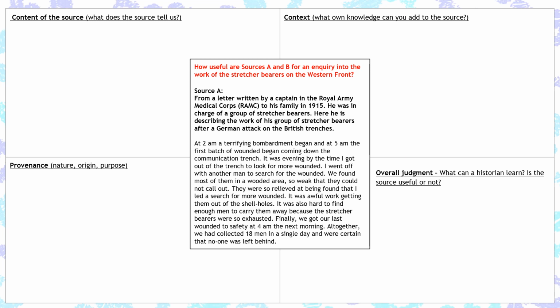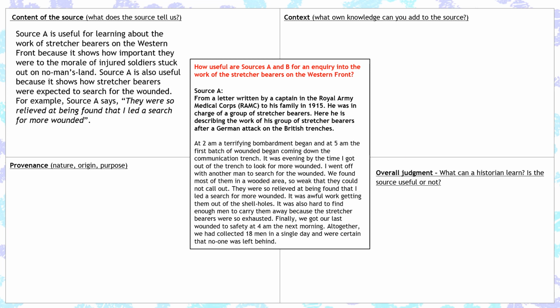Okay, so for the content, this is what I have written. As you can see, it's not really short, but it's not anything ridiculously long. It's 2 sentences and a quote. So I've said, source A is useful for learning about the work of a stretcher bearer on the Western Front because it shows how important they were to the morale of injured soldiers stuck out on no man's land. Source A is also useful because it shows how stretcher bearers were expected to search for the wounded. For example, source A says, "they were so relieved at being found that I led a search for more wounded."